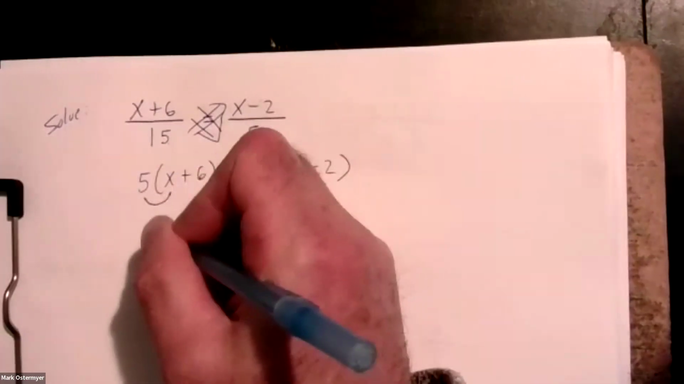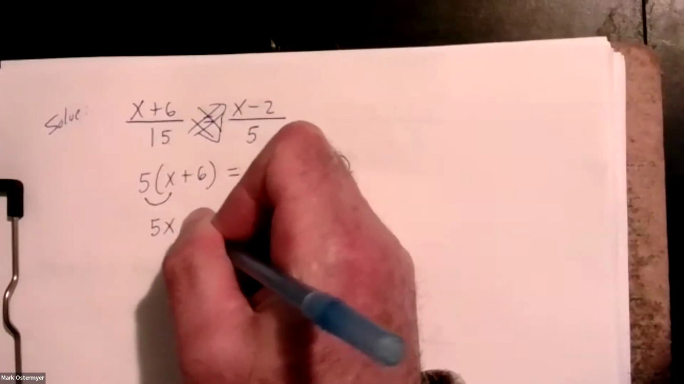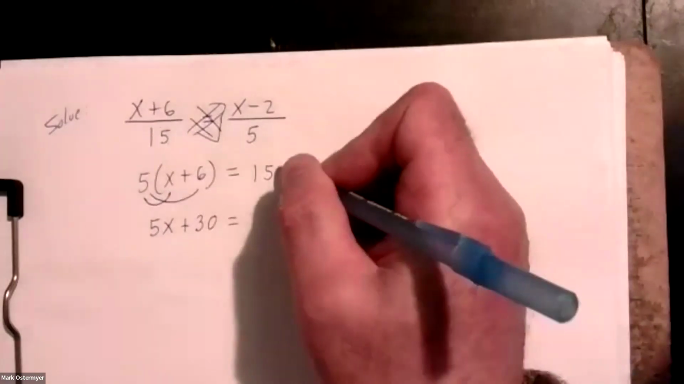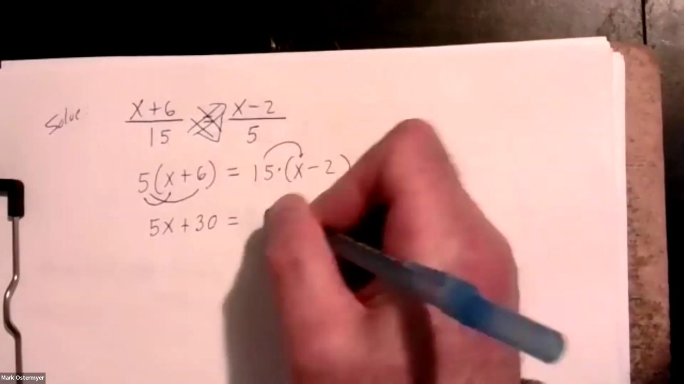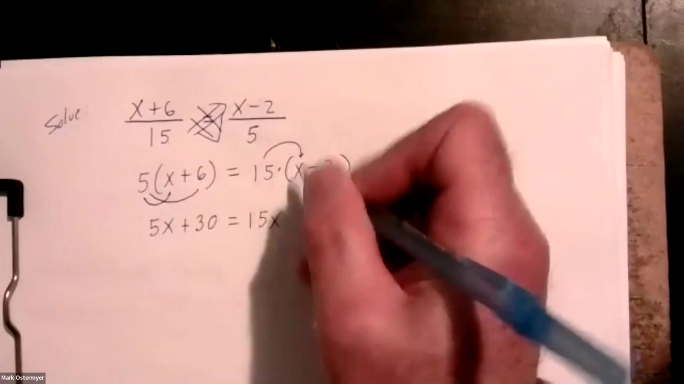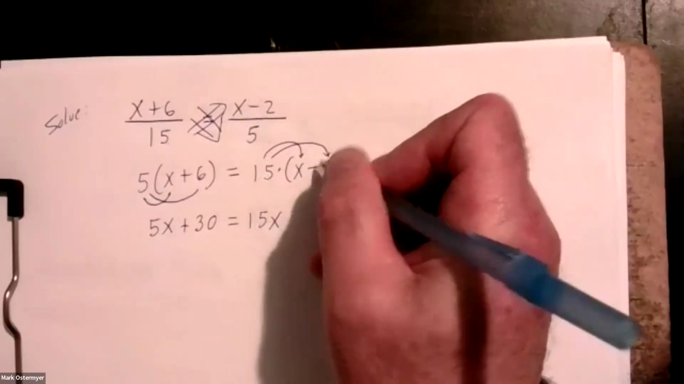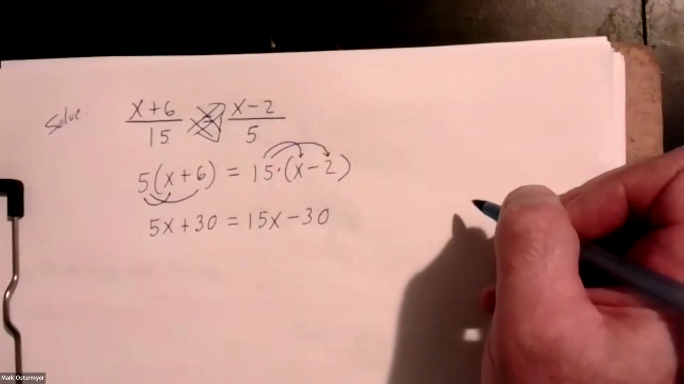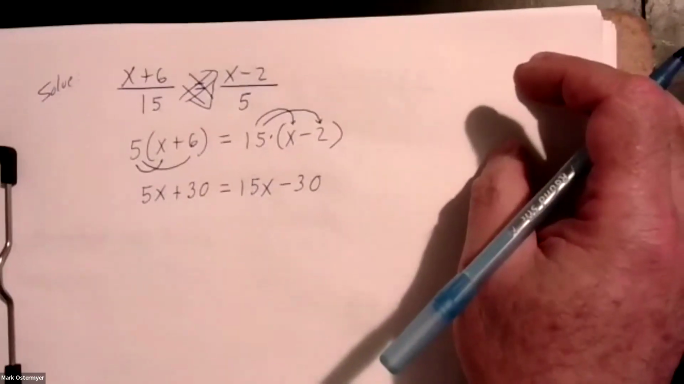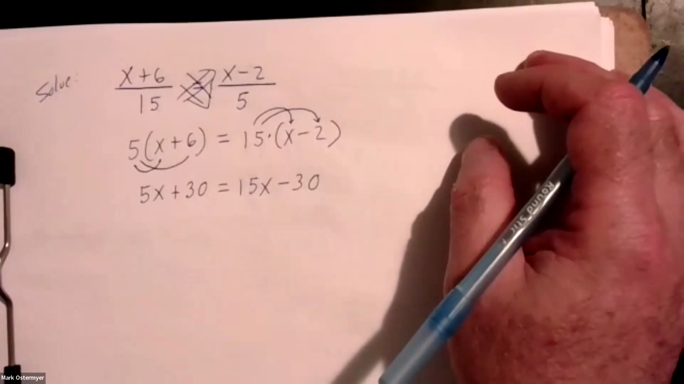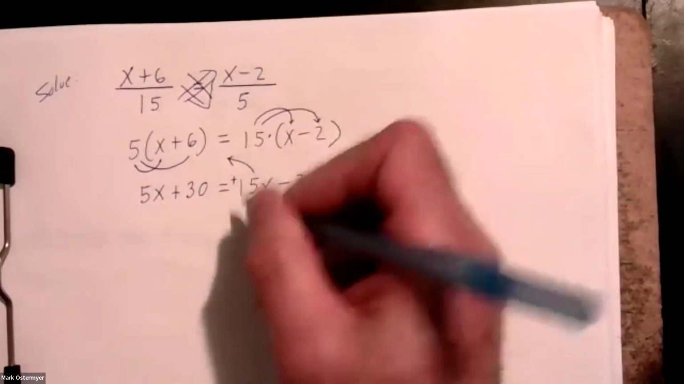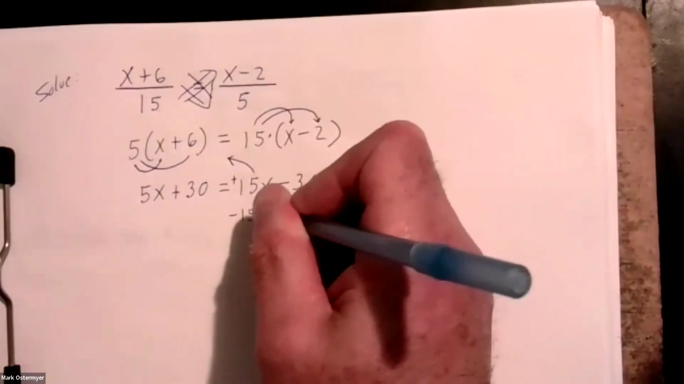Distributing the 5, 5 times x is 5x, plus 5 multiplied by 6 is 30. And that's equal to 15 times x, which is 15x. 15 times a negative 2 is a minus 30. So that's how you distribute. Now it's time to separate the variable terms on one side of the equation versus constants on the opposite side. I'm going to bring a plus 15x over to the left side by subtracting 15x from both sides.